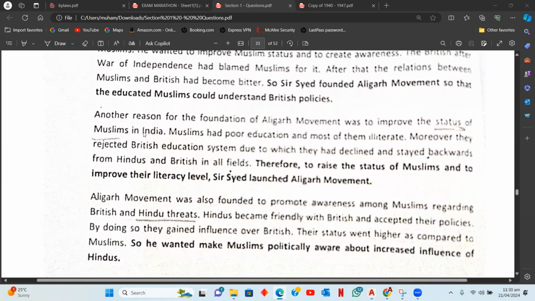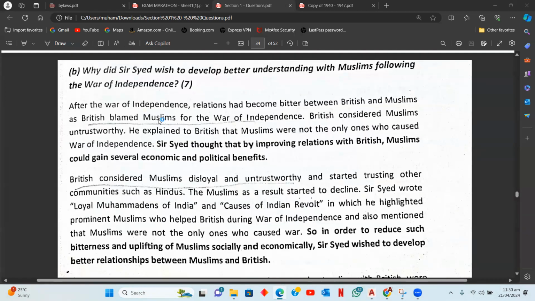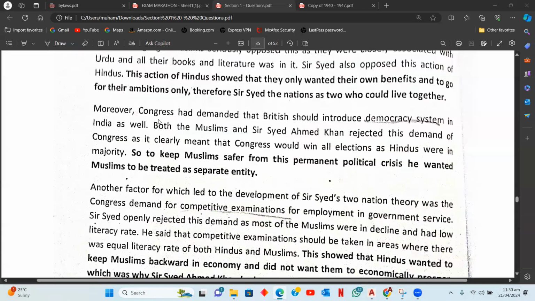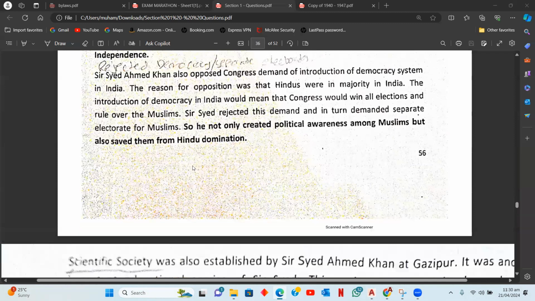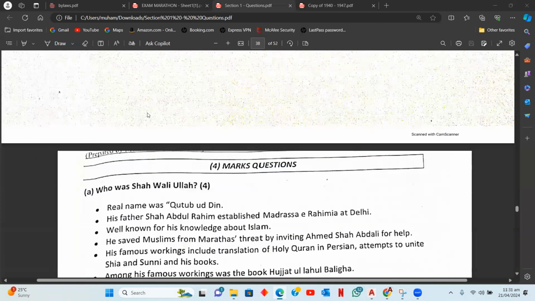This was an example of a 7 mark question. And you see, all the 7 mark questions that you'll see across your syllabus will be based on the same pattern, 3 reasons, or they'll always be asking you to write down the reasons.